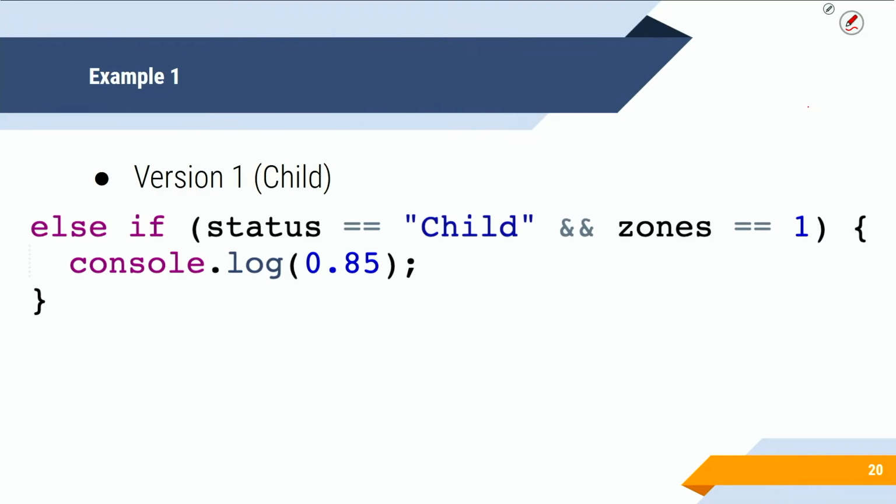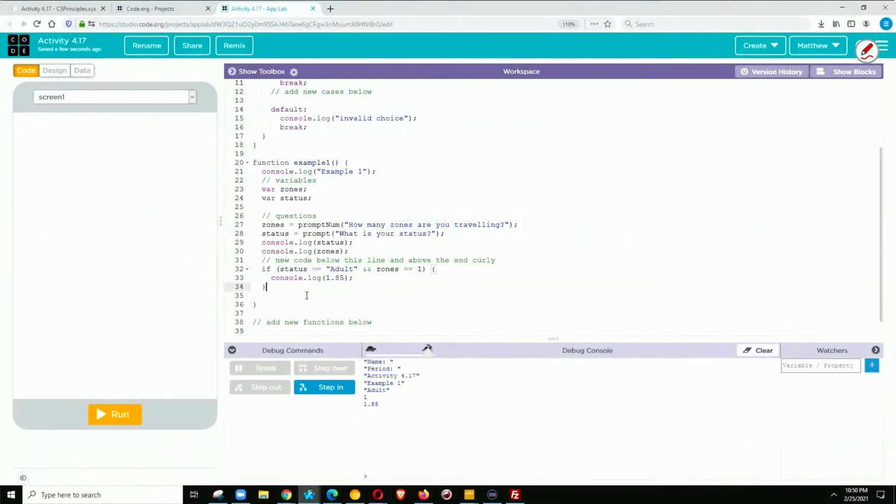So in version 1, we've got else if status equal child and zone 1. Then we'll charge them 85 cents. So we'll go back to our code editor over here. We'll skip a little space here because we know we have to finish our adult code. Let's put in here else if, and we'll put in status equal child, and zones equal 1, and then again we'll put in console.log 85 cents.